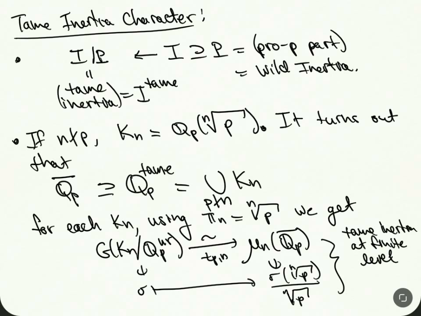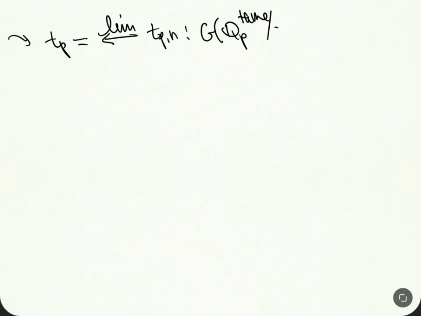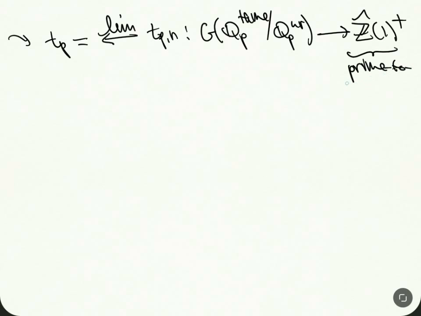And these fit into a system which gives the full inertia character here, T, and this goes from Q_p tame over Q_p unramified to Z hat(1) dagger. And so this dagger means this is the prime to p part, prime to p roots of unity. Okay, and that gives us this tame inertia character. So, in particular, maybe I shouldn't call this T_p, but maybe I should call this T hat.